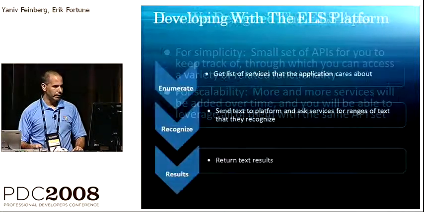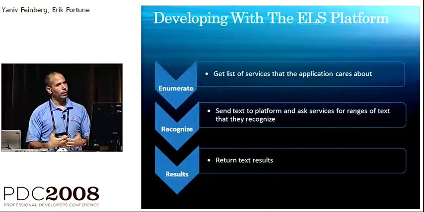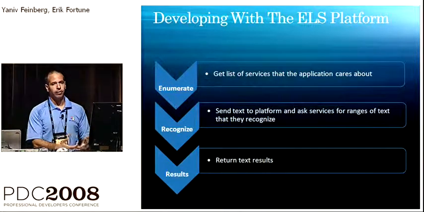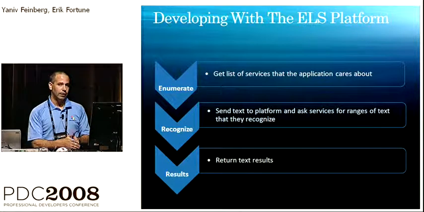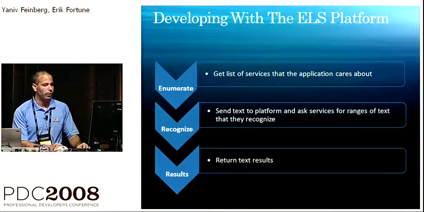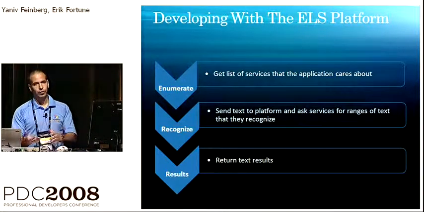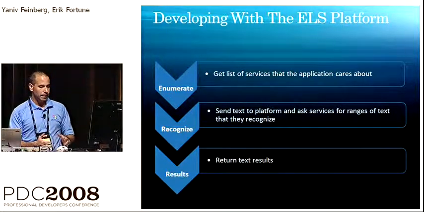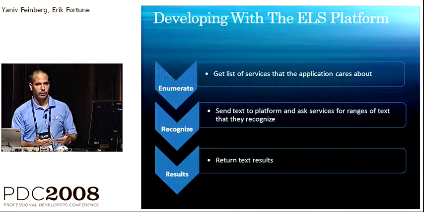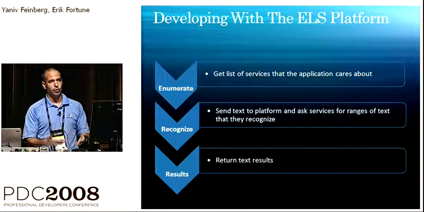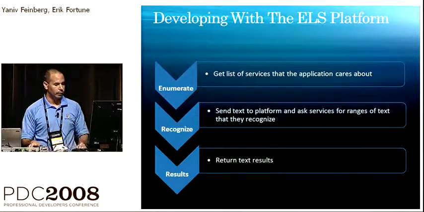So how did we go about doing that? The first thing you do when calling us is call enumeration. The enumeration will return to you what type of services we have right now on the system. So in Windows 7 right now, we'll return that we have 3 services: transliteration, language detection, and script detection. Then you decide you want to pass text to all the services or specific services, which I'll show later on, and ask the services to recognize the text. Each service will scan the text, see if it can do something with it, and then return results based on those services.